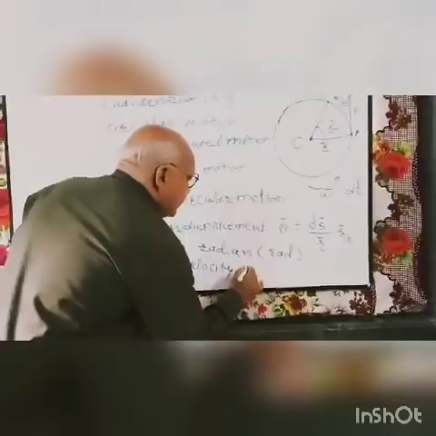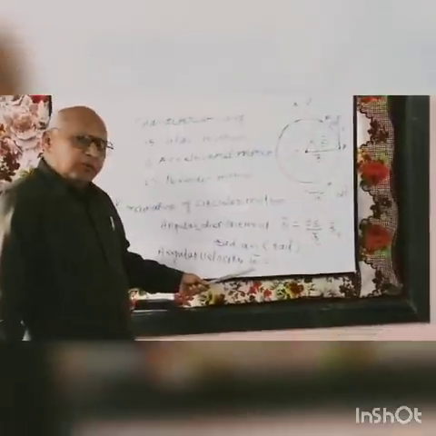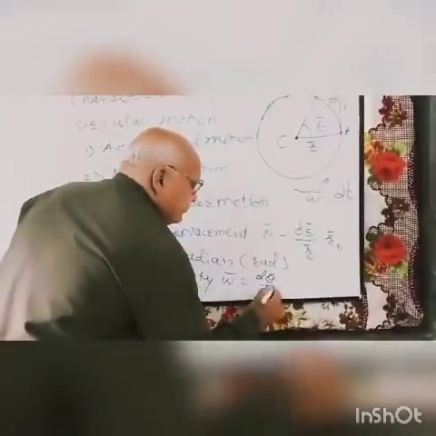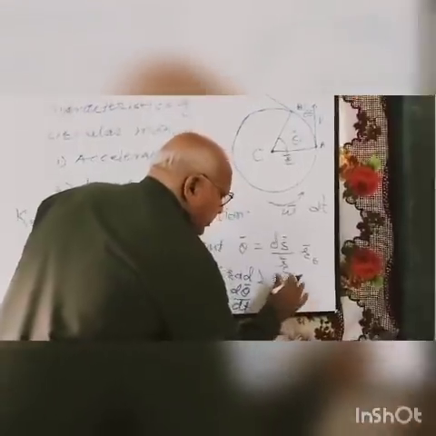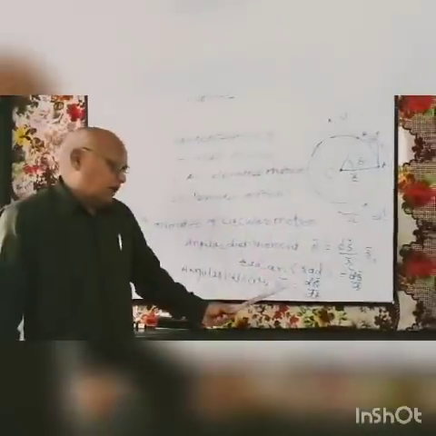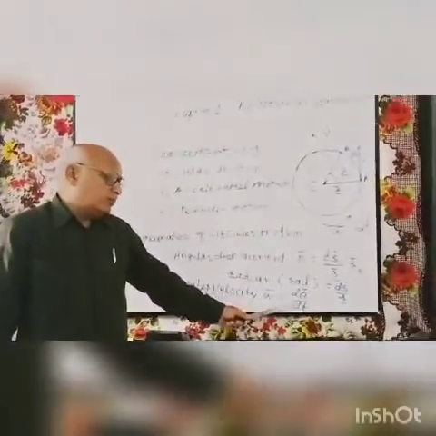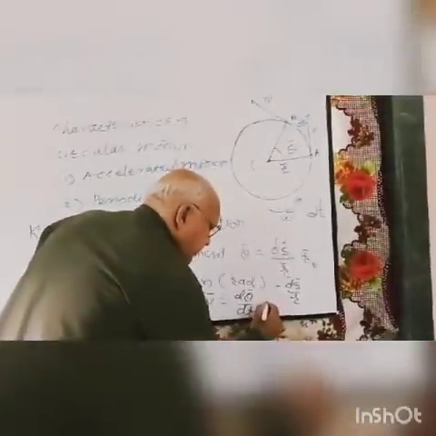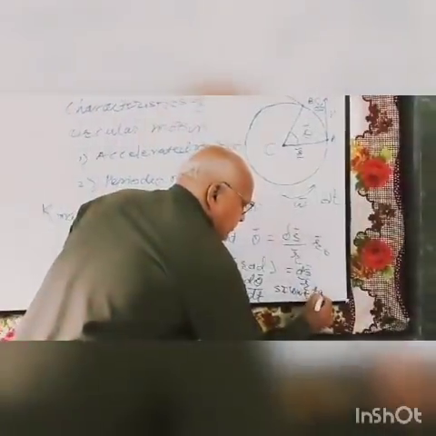This angular velocity is again a vector quantity. This angular displacement is a vector quantity. Angular velocity is a vector quantity which is d theta by dt. This also we write as ds upon r. Here we get angular velocity omega equal to d theta upon dt. What is it? It is nothing but the rate of change of angular displacement with respect to time. And its SI unit is radian per second.